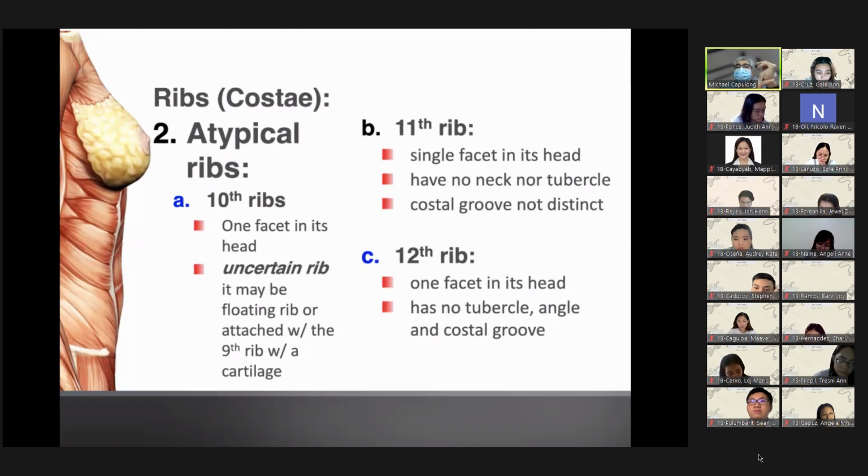Your 11th rib will also be single faceted. It will have no neck or tubercle, and the costal groove is not distinct. Your 12th rib, obviously your floating rib together with your 11th rib, will also have one facet in its head, no tubercle, no angle, and no costal groove. So only the rib is seen or appreciated.